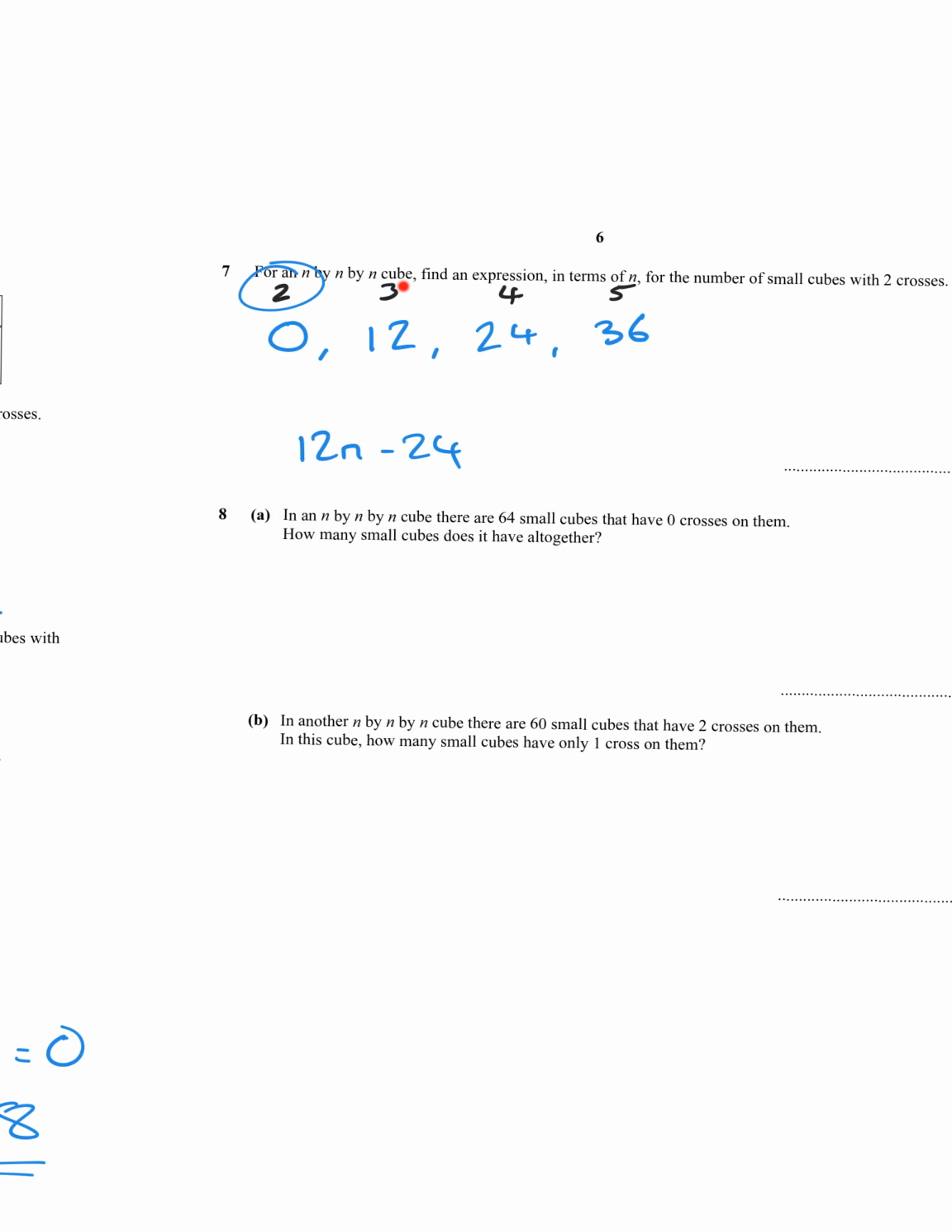Let's check that it works. So 12 times 3, 36. If I take that away from 24, then I should get this 12. So yeah, I feel quite confident in that. I could factorize it. In fact, I just might. So that equals 12 lots of n minus 2.